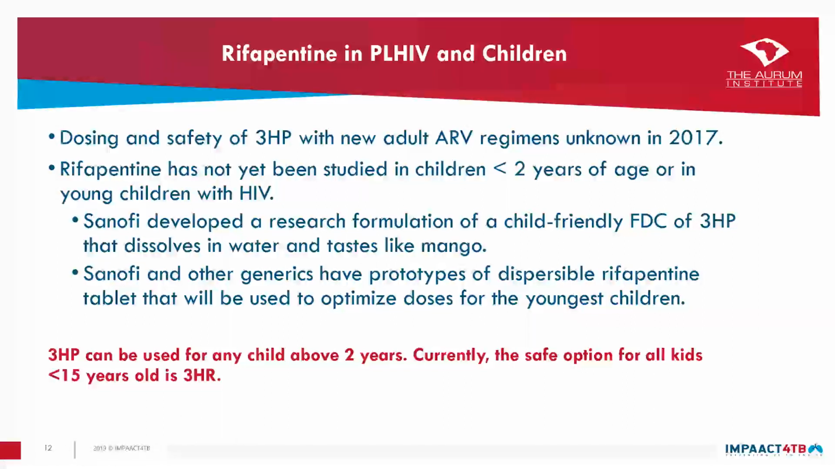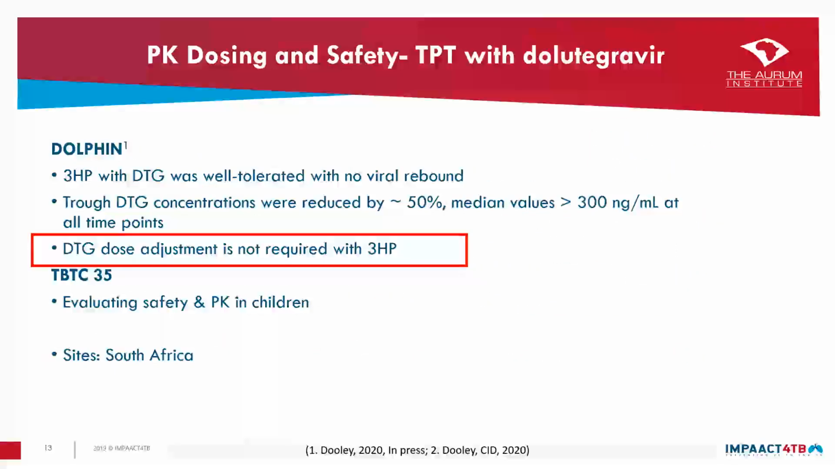So the dosing and safety of 3HP with adults on ARV regimens was largely unknown in 2017. So that was prior to implementing the Impact for TB project. And similarly, rifapentine has not been studied in children under the age of 2 years or in young children with HIV, despite the development of a child-friendly fixed dose combination of 3HP that dissolves in water and tastes like mango. So basically, there's clearly lack of evidence to inform the implementation of 3HP. Next slide, please.